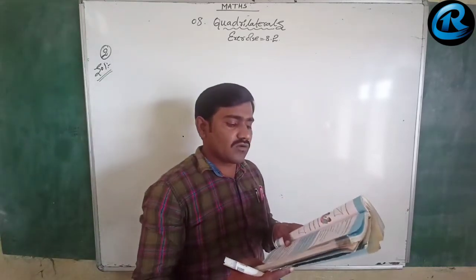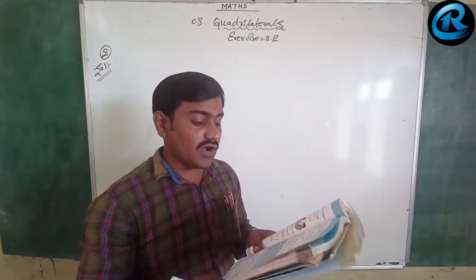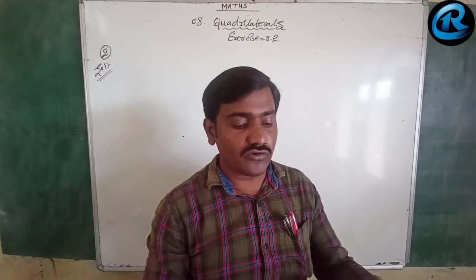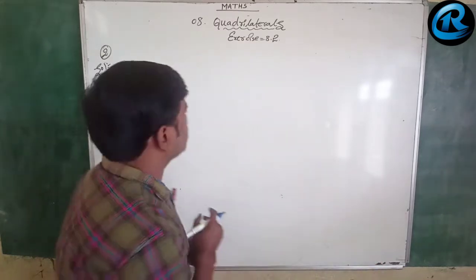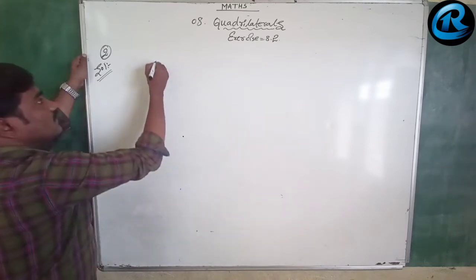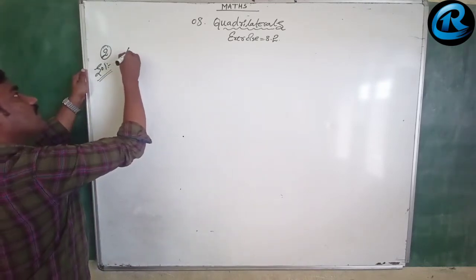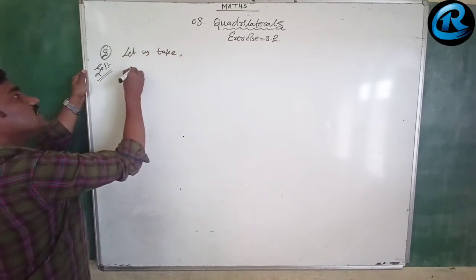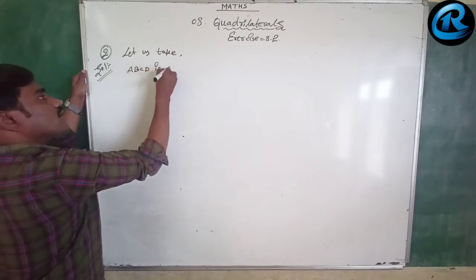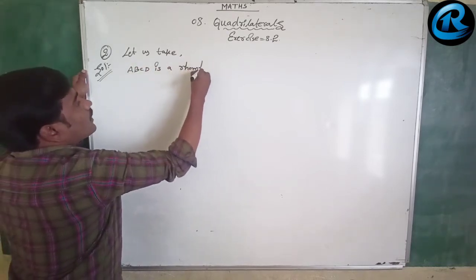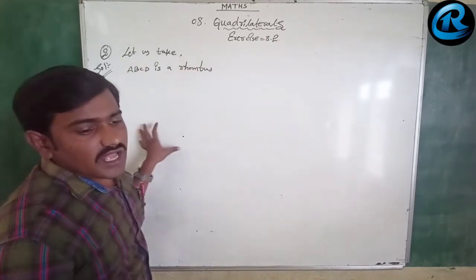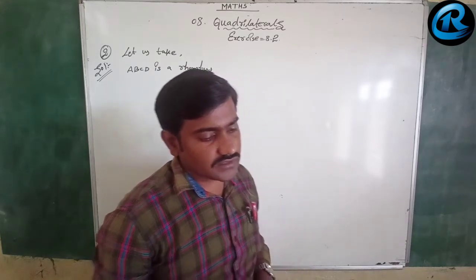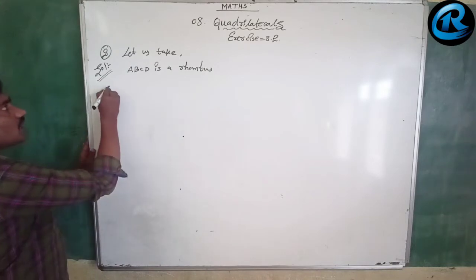Look at the second one. Show that the diagonals of a rhombus divide it into four congruent triangles. So we have to show that the diagonals of a rhombus will be dividing it into four congruent triangles. How can we show that? Let us go for that. Now let us take ABCD as a rhombus. As we have to show that the diagonals will divide it into four congruent triangles.